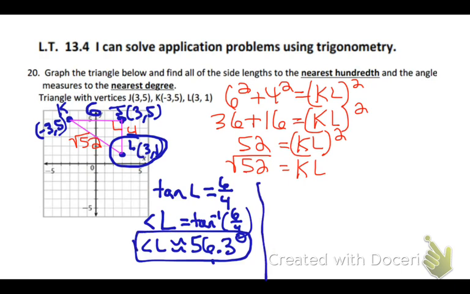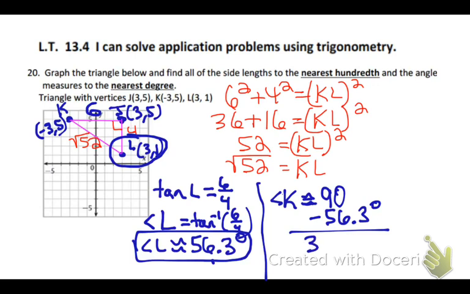All right, now we could just do 90 minus that, really, to figure out the other one. So let's go ahead and just do that. So that means that angle K is about 90 minus 56.3 degrees. So 90 minus 56.3, so 33.7. Oops, let me write that better. So this is angle K.